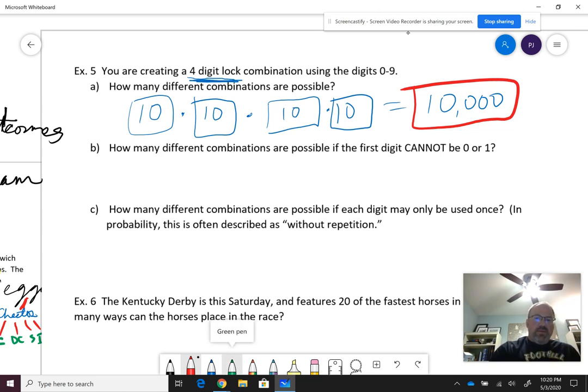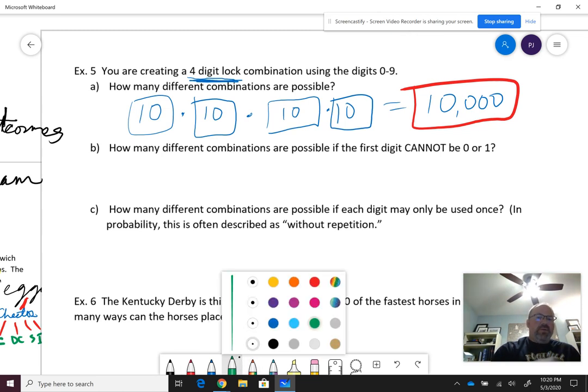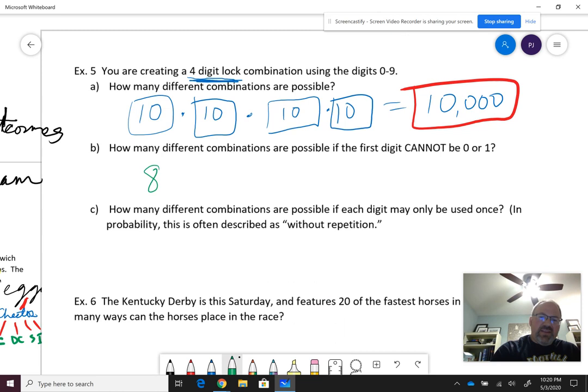All right. How many different choices are possible if the first digit cannot be 0 or 1? So if I take 0 and 1 away, that means I'm taking 2 different choices away out of the 10 from the first one. So instead of it being 10, now it's 8. But the second choice, you can still use the numbers 0 through 9, so there's 10 choices there. The third one still uses 0 through 9, so there's 10 choices there. And the fourth one also uses 0 through 9, 10 choices there. So you're multiplying these 4 numbers together. And what do we got? 80 times 10 times 10.